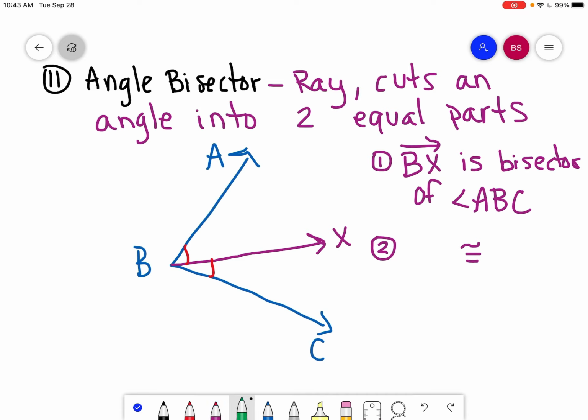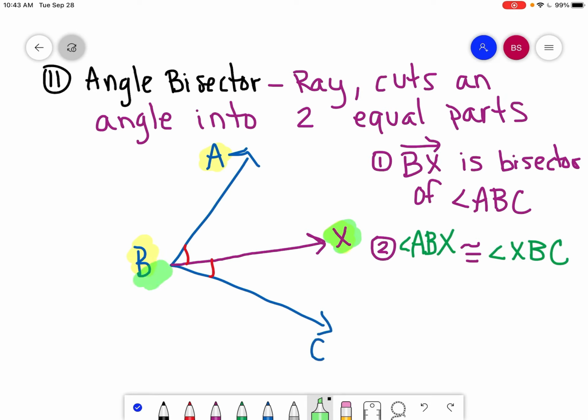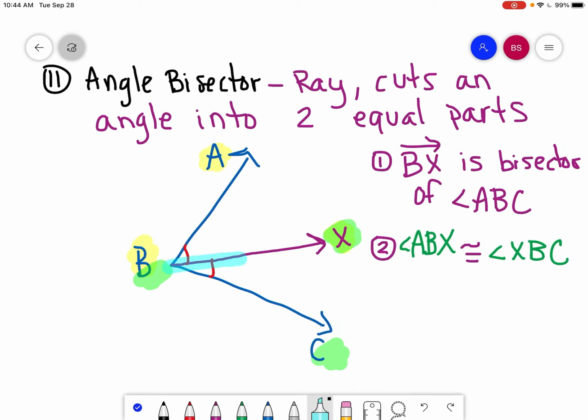So what 2 angles are now equal to each other? Can you name them? You would have angle ABX is now congruent to angle XBC. Hold on, let me put my angle symbol in. Let me show you just with the highlighter. So now I have ABX is equal to XBC. Okay, and this ray, I like the highlighter, this is fun. This ray right here cuts angle ABC into 2 equal parts.